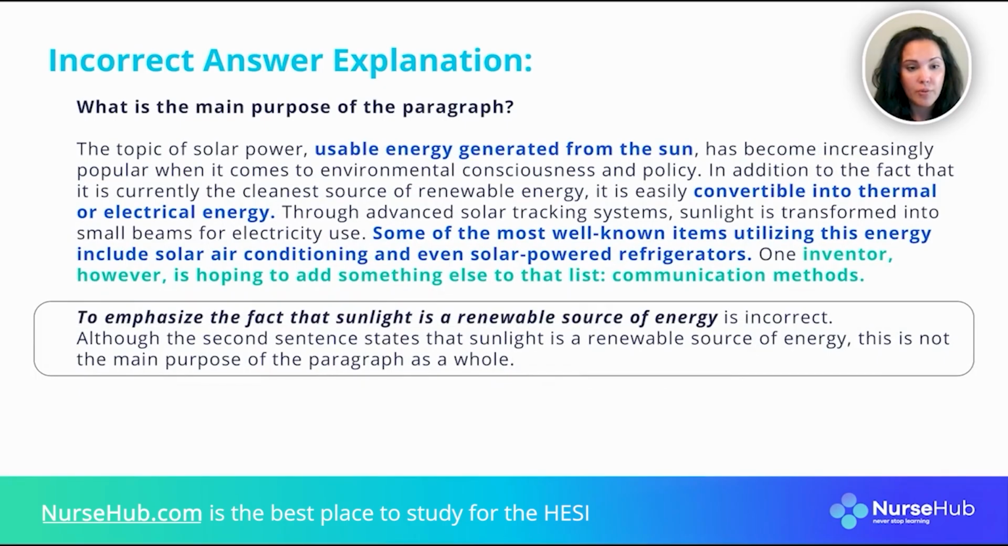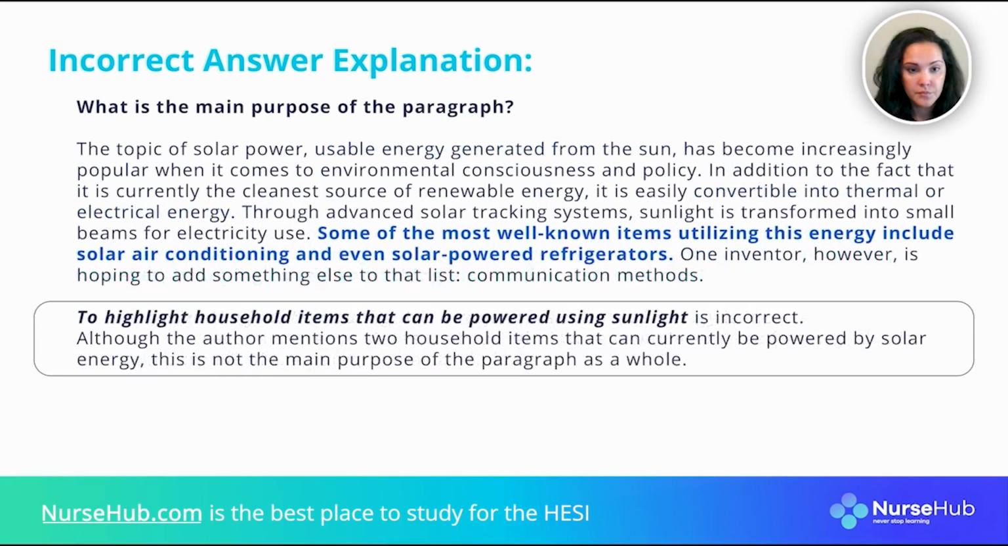All right, here's our first incorrect answer. To emphasize the fact that sunlight is a renewable source of energy. So although this second sentence here does state that sunlight is a renewable source of energy, it's not the main purpose of the paragraph. To highlight household items that can be powered using sunlight. The author does mention 2 household items that can currently be powered by solar energy, but this isn't the main purpose of the paragraph as a whole.